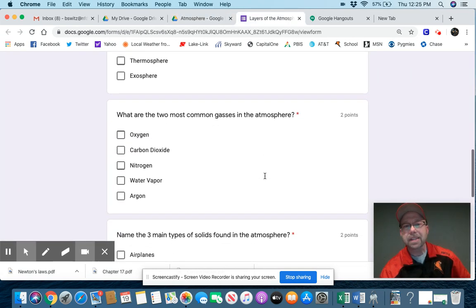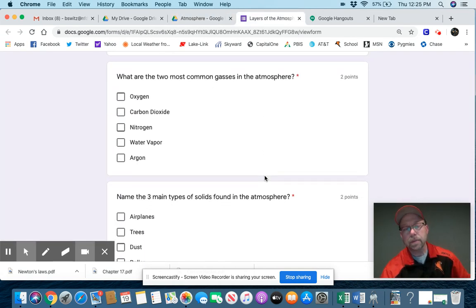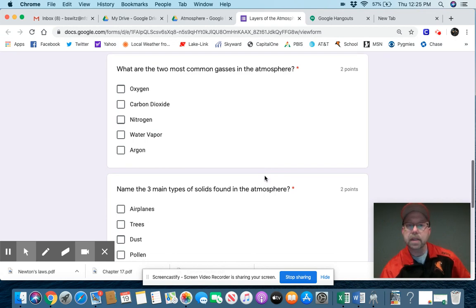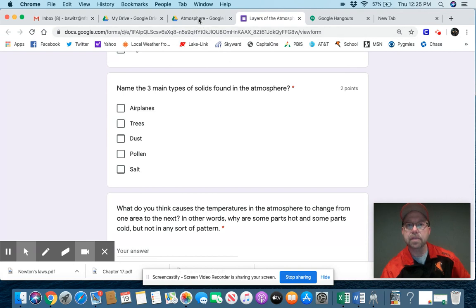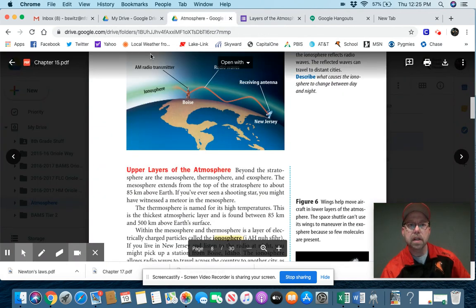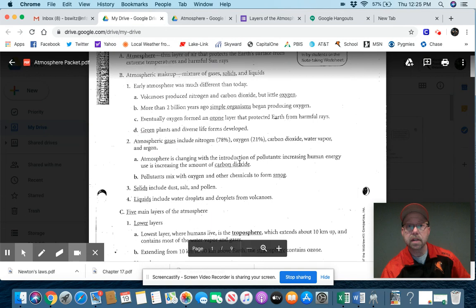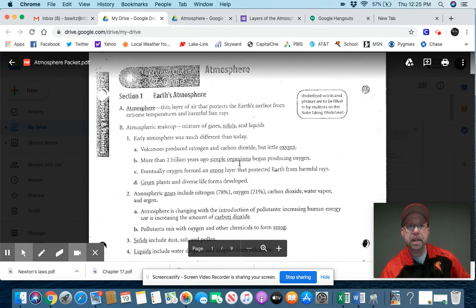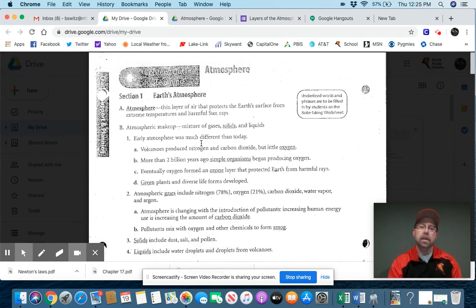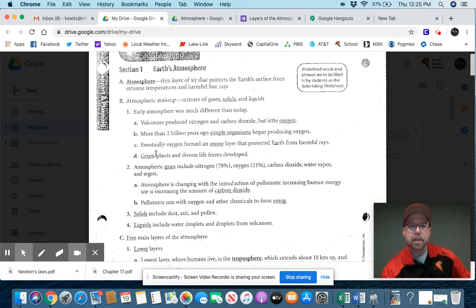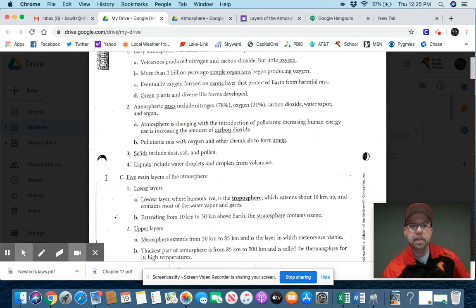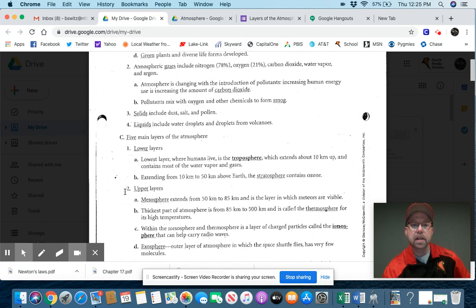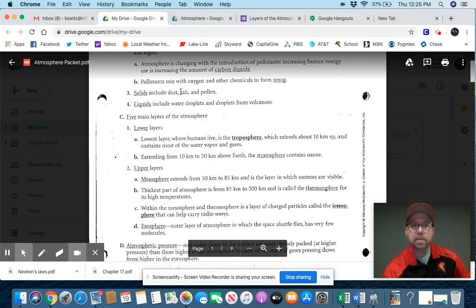So these questions, two most common gases, we went over it in class. I did have it in the lesson yesterday as well as the solids in the atmosphere. But I did want to just show you in the packet that we have, and I'm looking at the first page, section 1 notes, atmospheric makeup, the different layers, but right here, atmospheric gases, and which ones are the most common. Down here, we've got the solids in the atmosphere, which are right here.